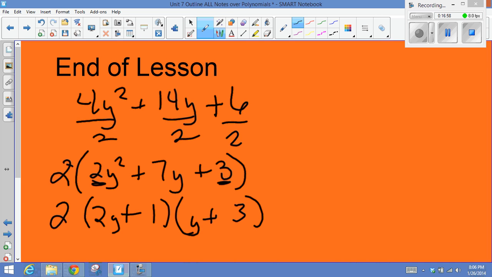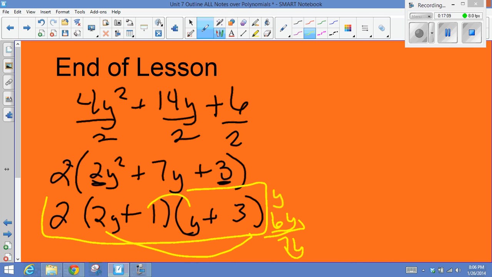2y and y gives me y. This gives me 6y. 6y and y is 7y, and that's my middle. There's my answer. Okay? So sometimes, well, most of the time, it's easier if you take that common factor out before. But you always want to check and make sure.